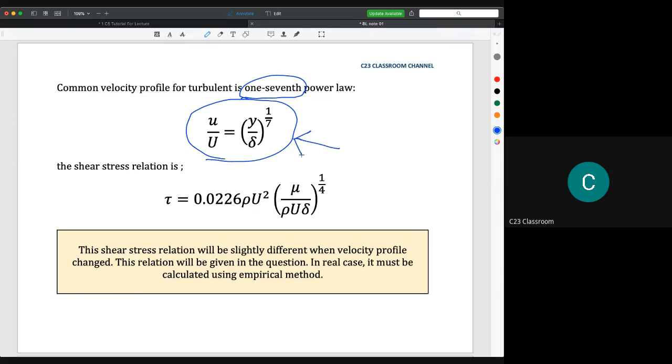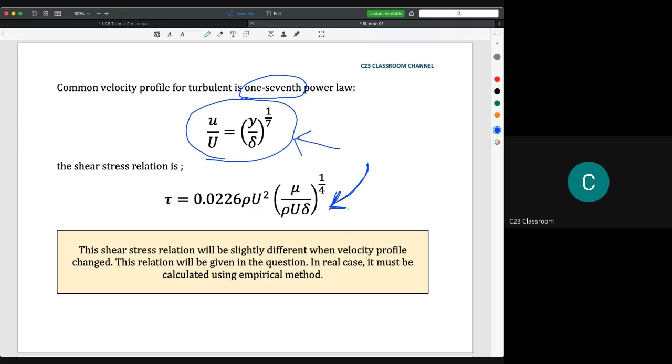Now we evaluate the 1/7 power law. As I said, we cannot use Newton's law of viscosity to calculate the shear stress, because it will give us 0 in value. So we need to get the shear stress based on the Blasius calculation, which normally we will give you in the question. For y over delta to the power of 1/7, the shear stress is given like this: 0.0226 rho u square, (mu over rho u delta) to the power of 1/4.